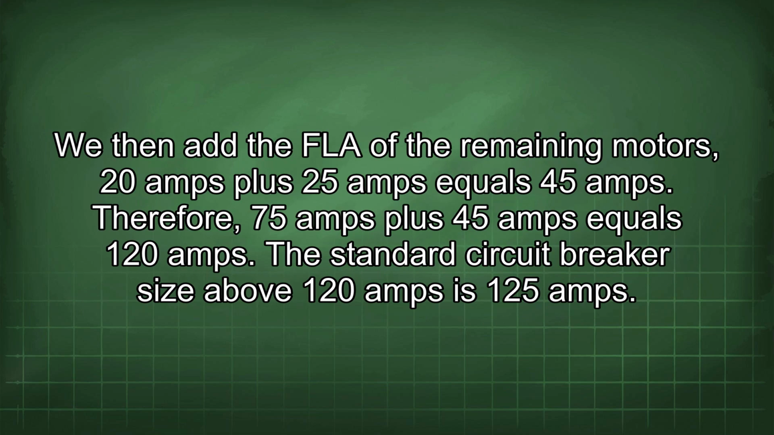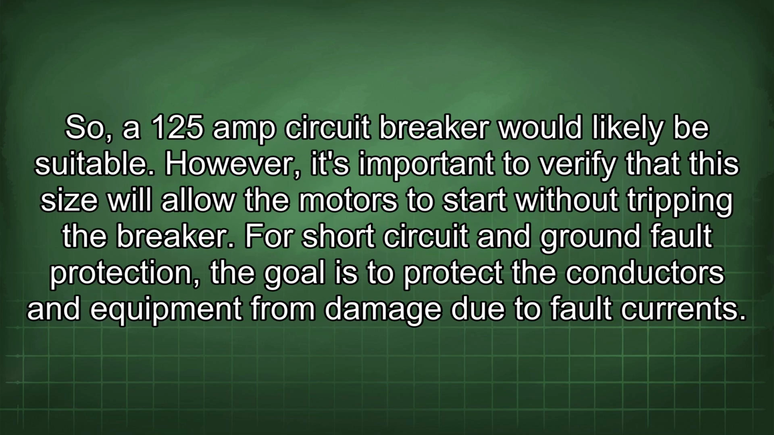We then add the FLA of the remaining motors. 20 amps plus 25 amps equals 45 amps. Therefore, 75 amps plus 45 amps equals 120 amps. The standard circuit breaker size above 120 amps is 125 amps. So, a 125 amp circuit breaker would likely be suitable. However, it's important to verify that this size will allow the motors to start without tripping the breaker.